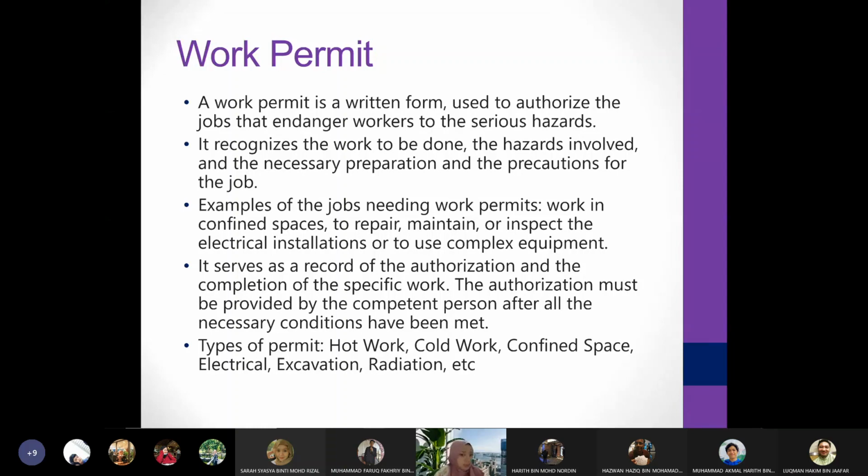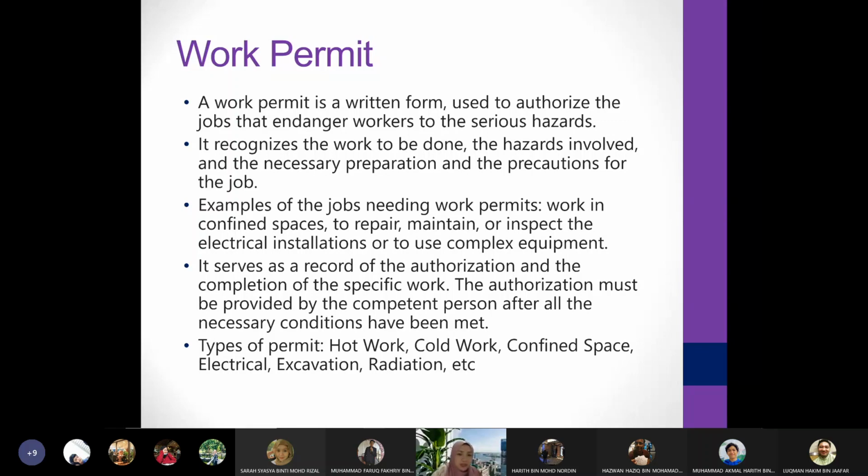Examples of jobs that need work permits is if you're working in a confined space. Let's say you are maintaining a vessel, you need to go into the vessel or go into a manhole. You need a permit to do that. You cannot just simply go down a manhole and do your work in there. And repair work, like I said, to fix a leaking pipe, you need to repair something, or even changing a light bulb in an office space.